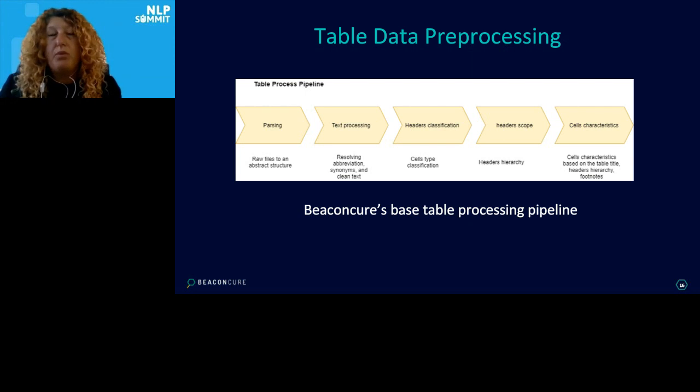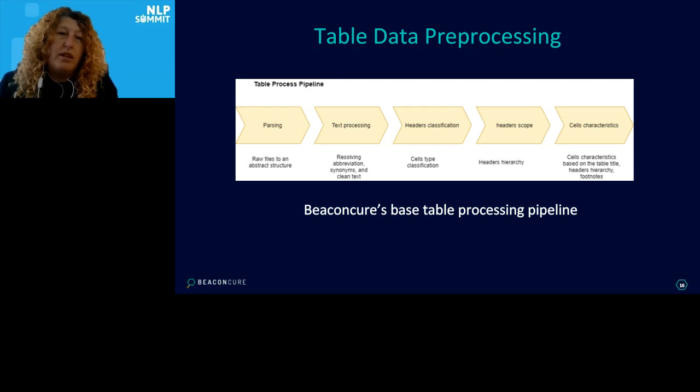The next step is some text processing. We want to resolve all the shortcuts in the data so we can have the full meaning of the data. We are cleaning the text, so it helps us to analyze the next steps. The next step in our solution is doing classification of the different cell types. We can know which cells are headers, which cells are data, and this helps us to understand the context of the data cells.